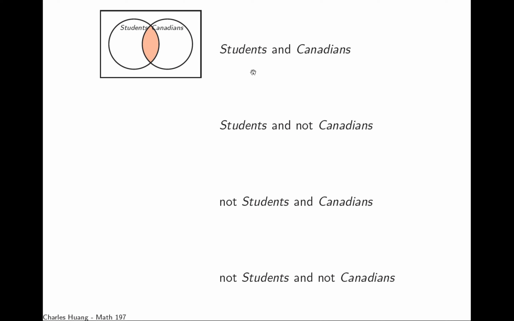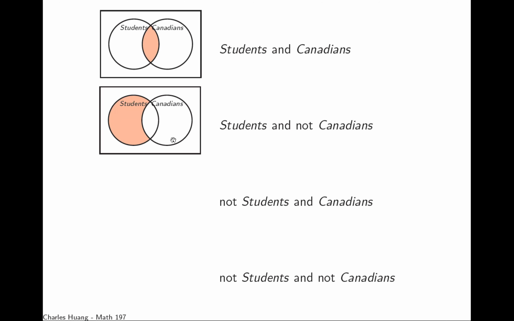So for students and Canadians, we are looking for something that is inside both circles. So that's the overlapping region in the middle. Okay, so that's where we find Canadian students. To find students that are not Canadian, so international students, they would be outside of the Canadian circle, but inside the student circle.